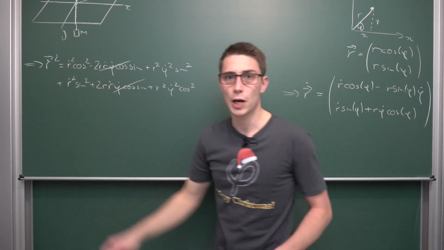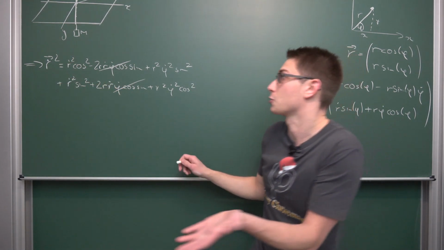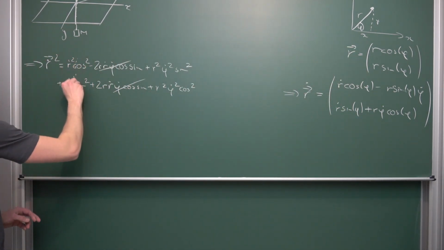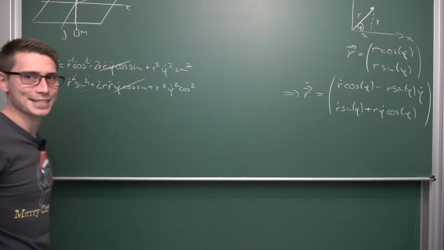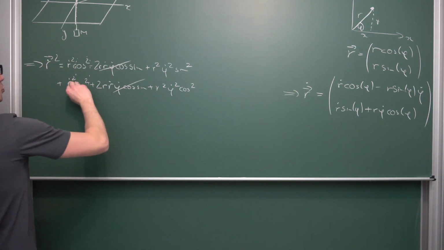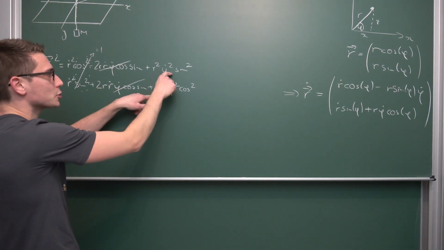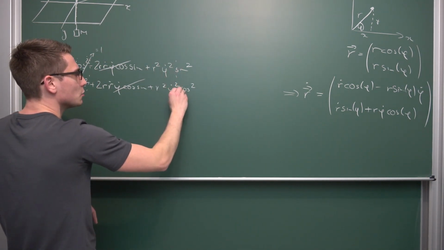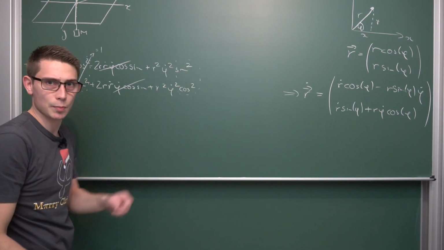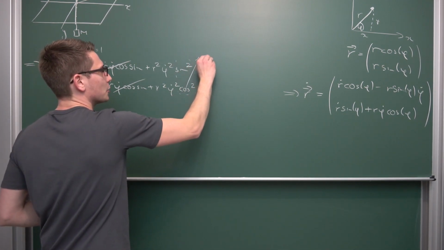On r dot squared, we are going to have the common factor of r dot squared, and we are going to factor out cosine squared plus sine squared, which is going to result in 1 overall. Now, same spiel here, we are going to factor out r squared and phi dot squared, and what's going to be left in parentheses is sine squared plus cosine squared, which is nothing but 1.